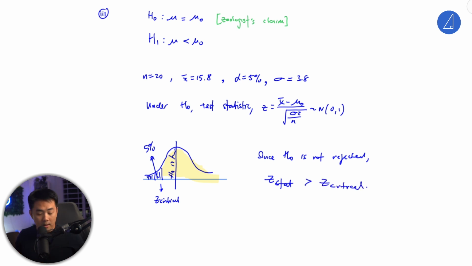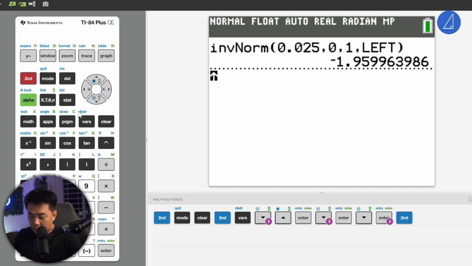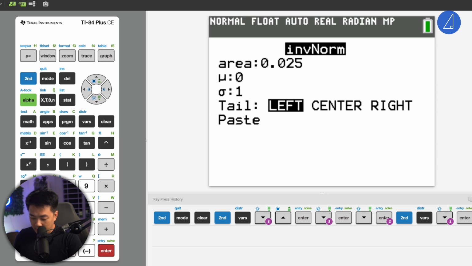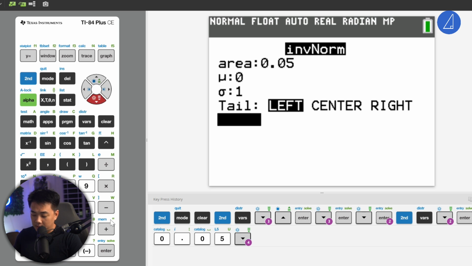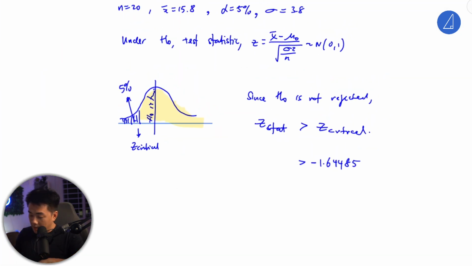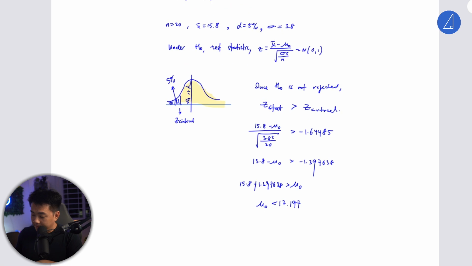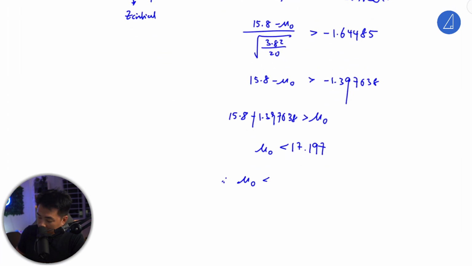Similarly, now you just use your calculator to find the Z critical. You use inverse norm, second distribution, inverse norm, 5% on the left. Just key in negative 1.64485. There you go. So Z stat will be 15.8 minus mu naught over the square root of S squared, which is 3.8 squared over 20. Then just solve this inequality over here. So this is what we get: mu naught less than 17.2. You can put an equal sign, but this is fine as well.